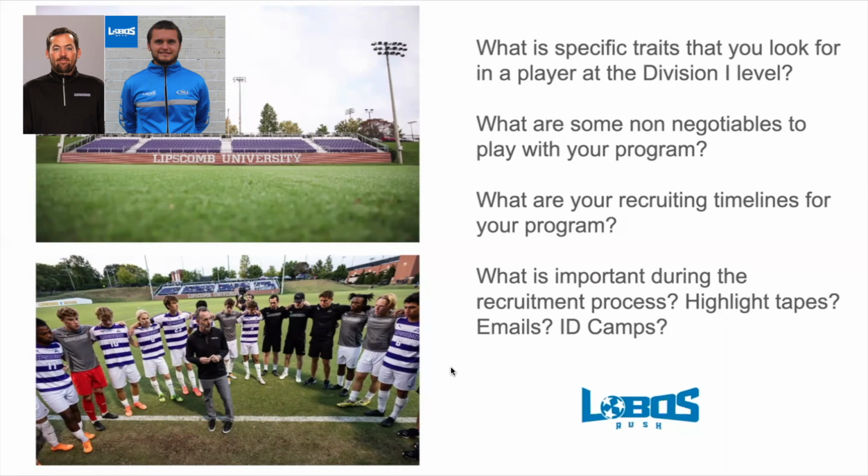Yeah. Okay. So fast forward to the next one, and this is kind of a question where you've recruited your freshman class, they come in. What are some non-negotiables to play with your program? One of the comments we got in the chat was academics. So touching on the academic side of things, what are the standards within the program academically? What are the standards within the program athletically? What are non-negotiables when you're looking at players?